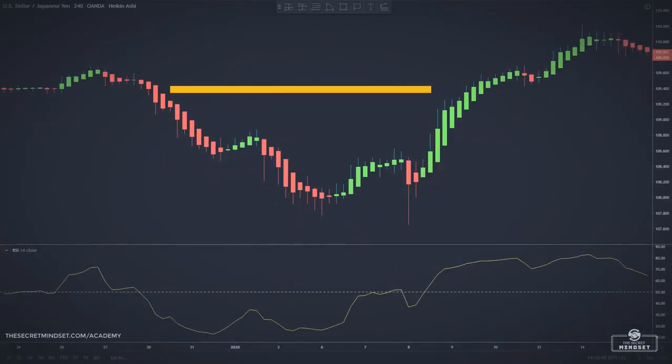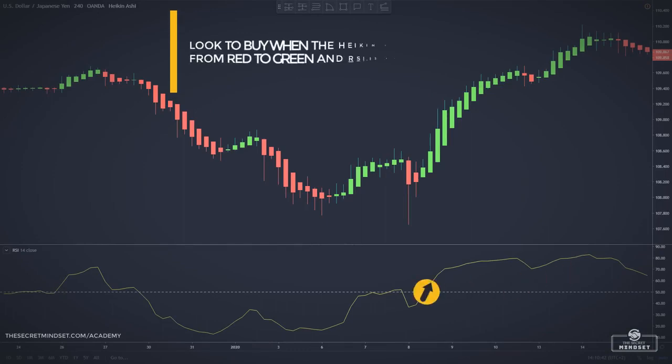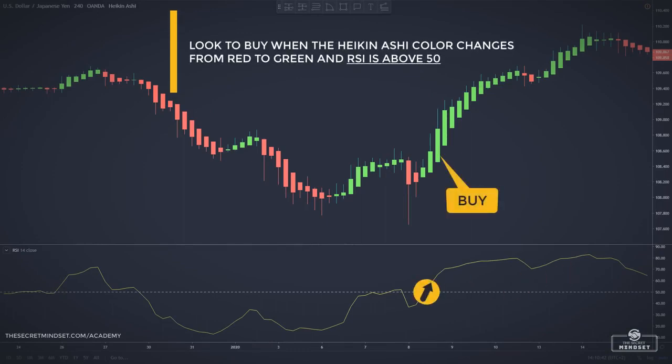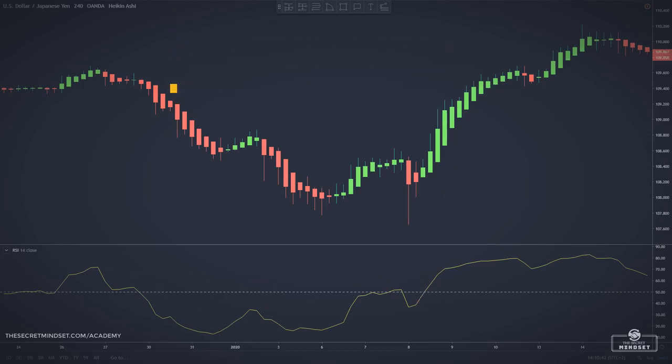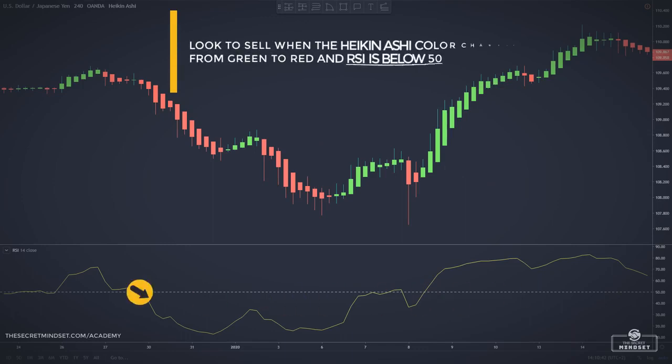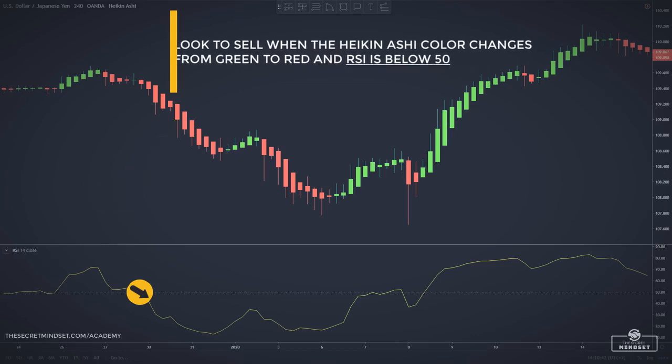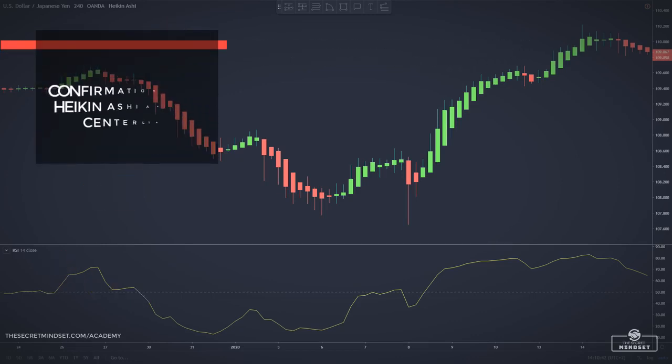A simple strategy would be to buy when the current modified candle color changes from red to green and the RSI is above 50, or to sell when the current modified candle color changes from green to red and the RSI is below 50. This way, you have additional confirmation that you are in a healthy trend determined by both Heiken Ashi and the RSI center line.